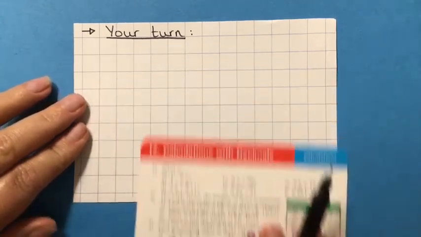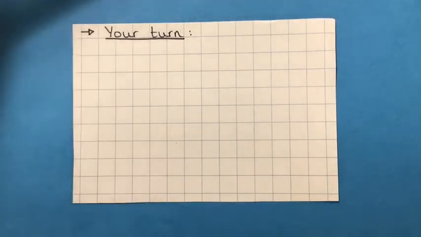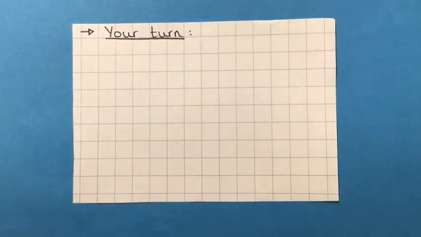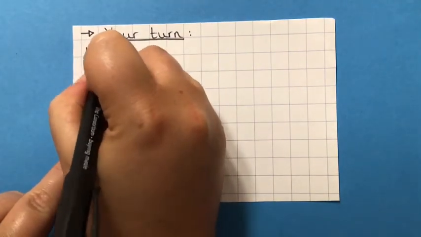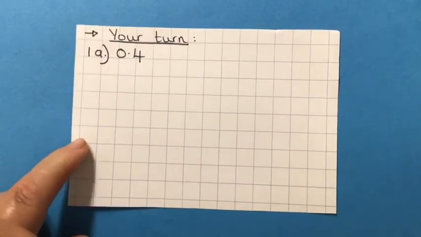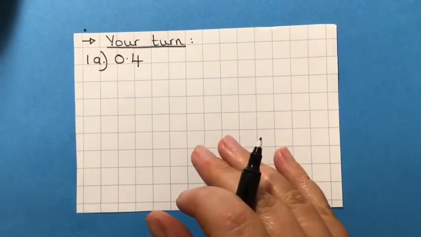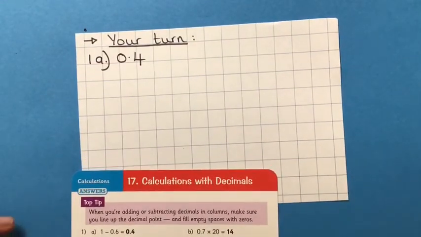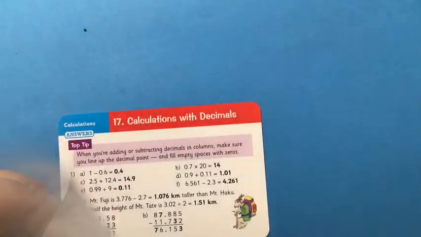Okay, so number 1, you had to do 1 take away 0.6. So again, if you know your number bonds, you could work that one out in your head. So the answer to 1A was 0.4. Okay. In fact, if I pop these on here, I can move it up a time. Okay, and then B, we've got 0.7 times 20.